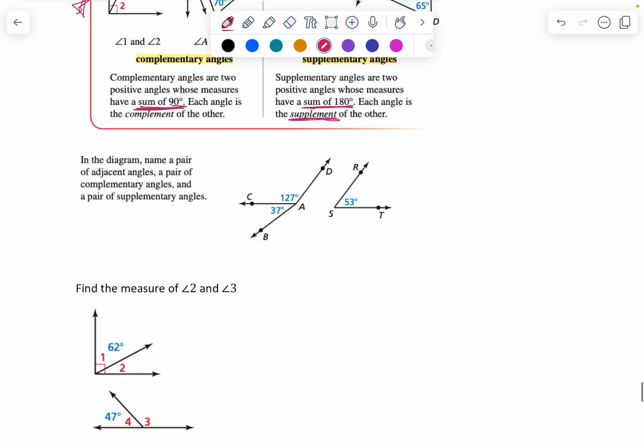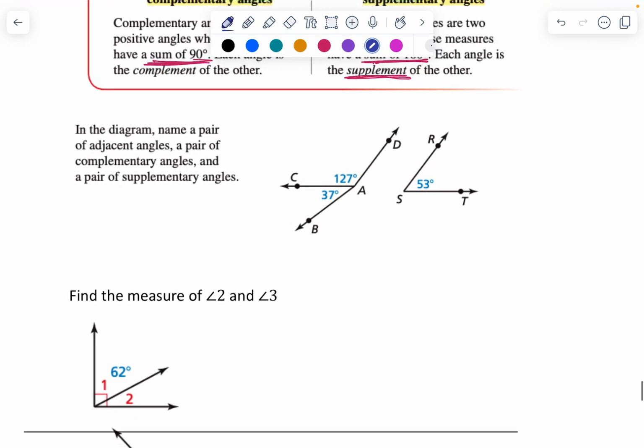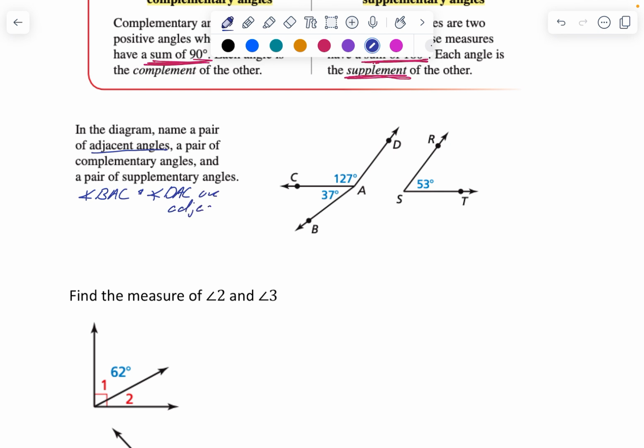All right, so in the diagram, let's start. We want to name a pair of adjacent angles. So remember, they have to be next to each other. You, of course, could try this, pause it, check it. So there's only two angles that are next to each other. So angle BAC and angle DAC are adjacent. Now, you can abbreviate ADJ for adjacent as well.